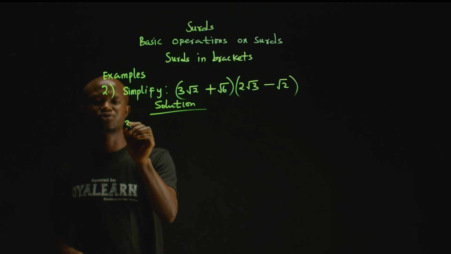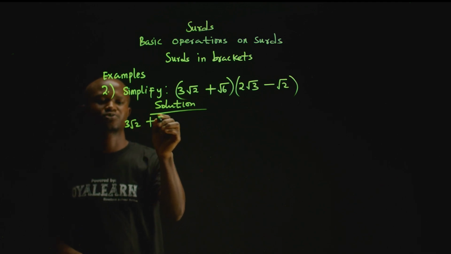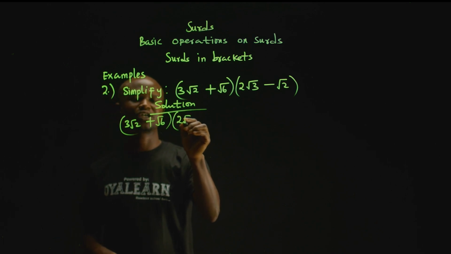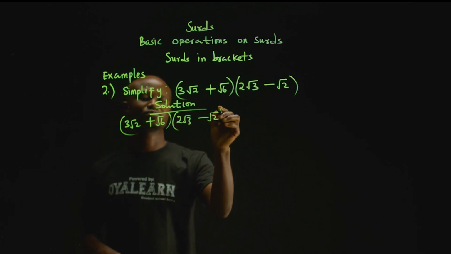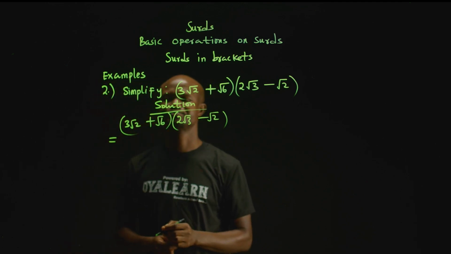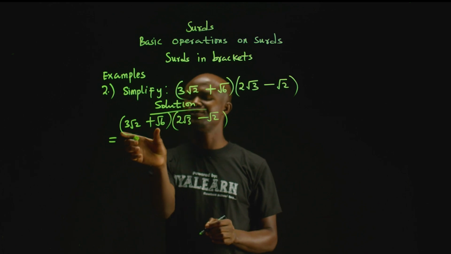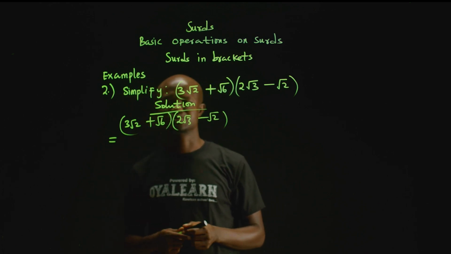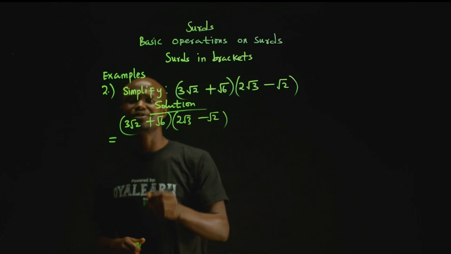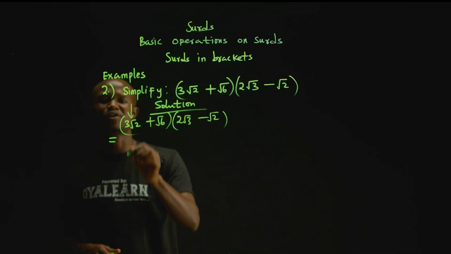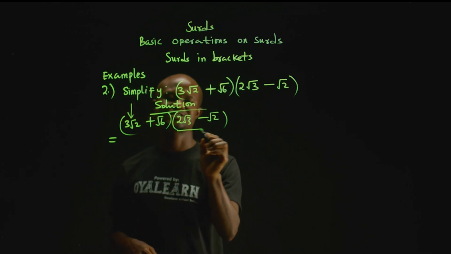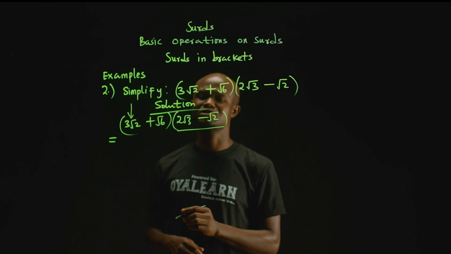We have 3√2 + √6, and 2√3 − √2. So in this case, for us to simplify this, looking at the first binomial surd and this, the second binomial surd, we are going to use the first term in the first binomial surd to multiply the whole of the second binomial surd.